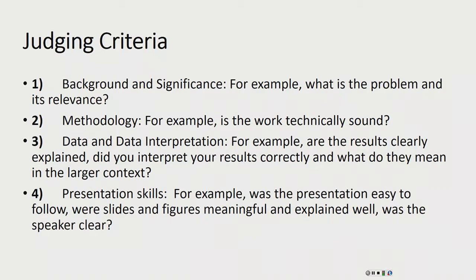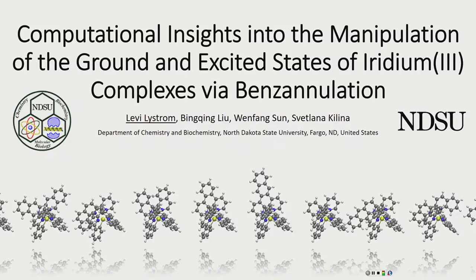Okay. And then this is their judging criteria. I just put it up so that you guys would have some background on what I should talk about. So today I'm going to talk about computational insights into the manipulation of the ground and excited states of iridium complexes via benzoannulation. Just to get off, I want to explain what benzoannulation means. It is a fancy word to say extend the pi conjugation of a system. I'll show an example shortly.